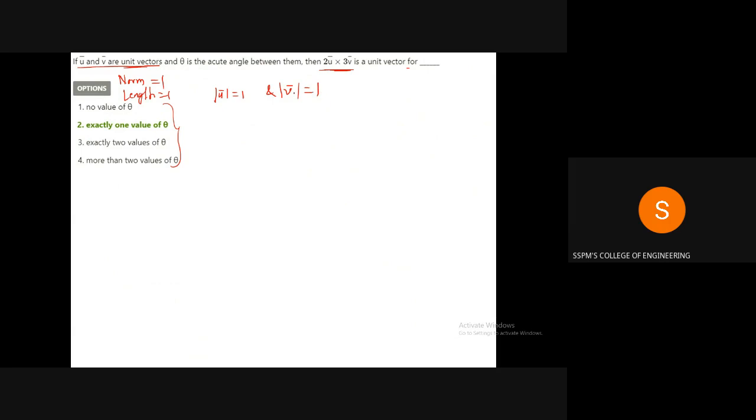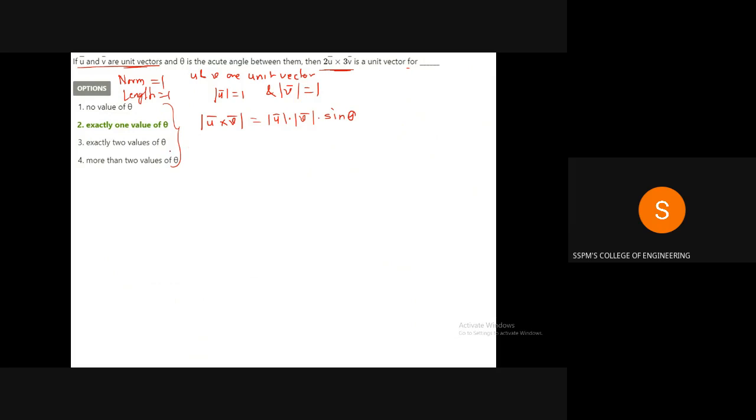Mod u bar is equal to 1 and mod v bar is equal to 1, because u and v are unit vectors. As they are unit vectors, norm of u is equal to 1 and norm of v is equal to 1. So how is the cross product given? u bar cross v bar is equal to mod u bar times mod v bar into sine of theta. That is how the cross product is given.